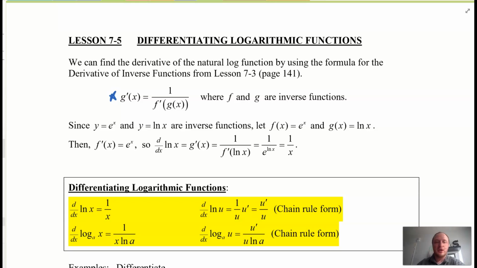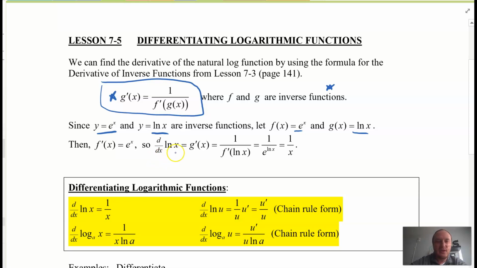Okay, so let us go ahead and identify that e to the power of x and the natural log of x, those are inverses, right? So they fit the case here of f of x and g of x being inverse functions. So if I say, okay, let f of x be e to the x, and let g of x equal the natural log of x, then I'm going to substitute these into this formula here. Right, in this video, we're developing the derivative of the natural log of x.